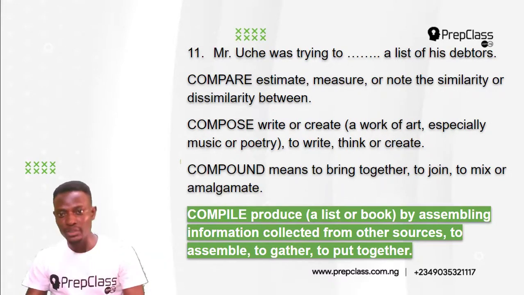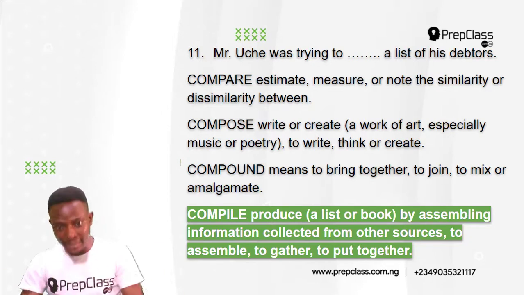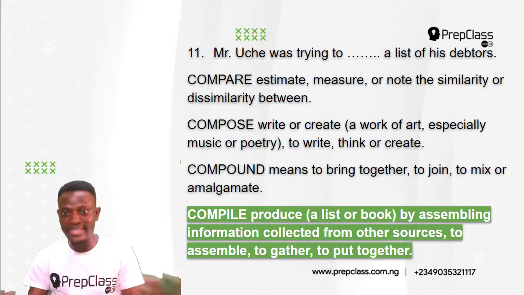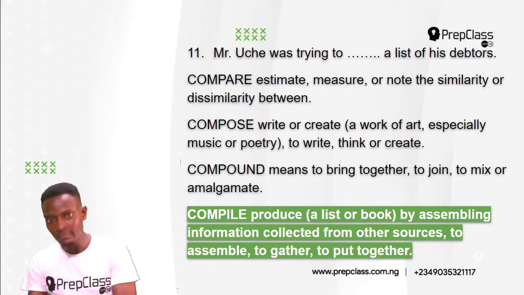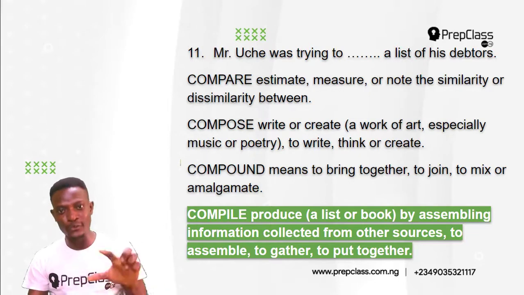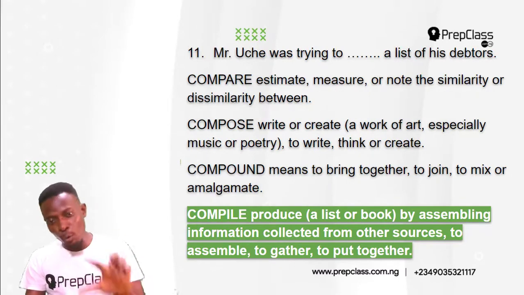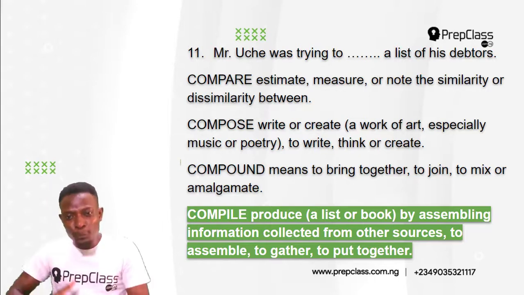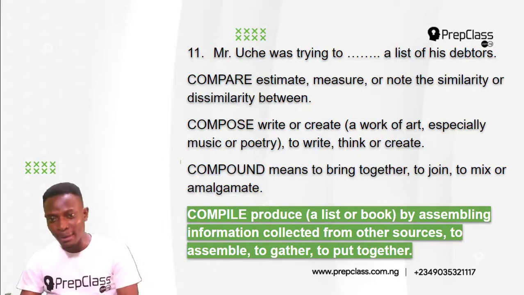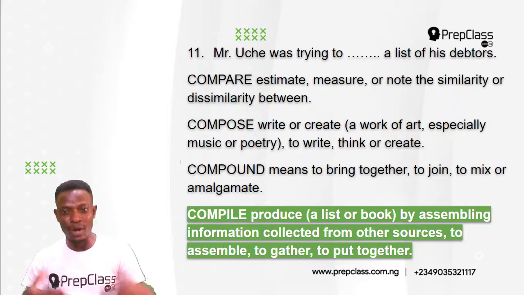Option C, compound, means to bring together or join, to mix or amalgamate. Maybe Mr. Uche has more than 3 lists of debtors. He's trying to compound and bring them together into one. But the best option to fill this blank space is option D, compile. Mr. Uche was trying to compile, to produce a list or book by assembling information collected from other sources.